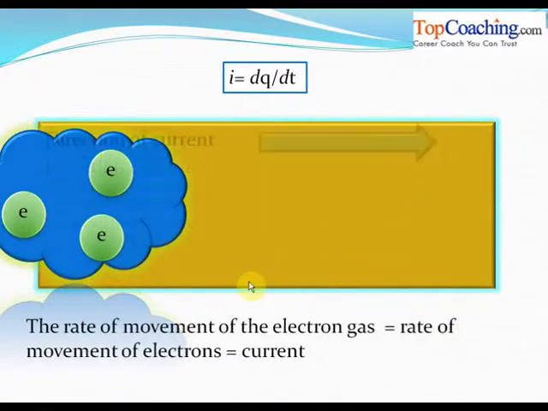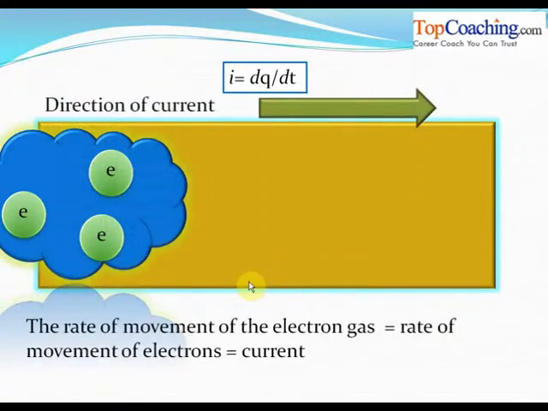One interesting fact that you must remember here is that the direction of electric current is always assumed to be opposite to the direction of motion of the electrons. So if the electrons are moving from right to left, the current is assumed to be moving from left to right. So basically we assume that positive charge is moving from left to right, when in reality electrons are moving from right to left.